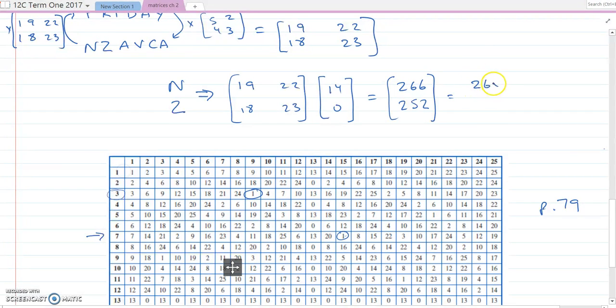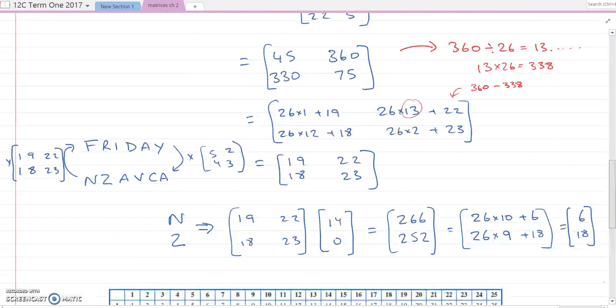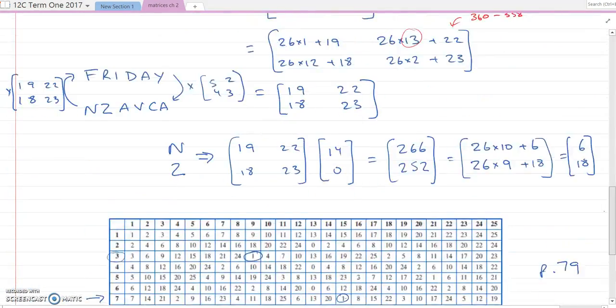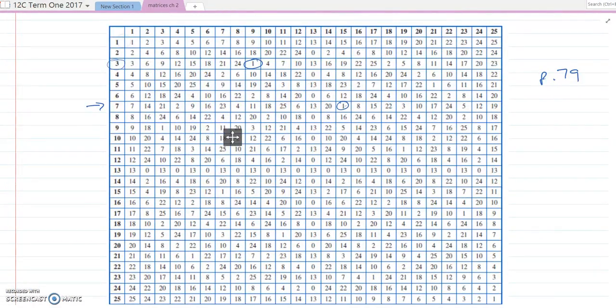This is a fairly easy one. 26 times 10 plus 6, so 6 is the remainder. And this is going to be 26 times 9 plus 18. So we get 6 and 18 as the remainders. Does that match up? Let's hope that matches up with the F and the R that we scrambled. 6 and 18: 6 is F, 18 is R. So it looks like we're on the right track. So that is some basic cryptology.